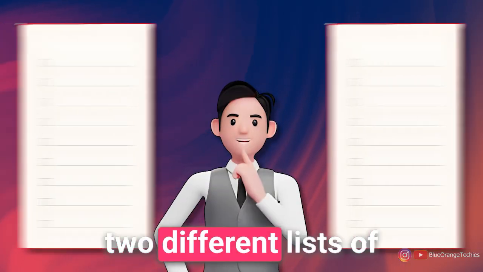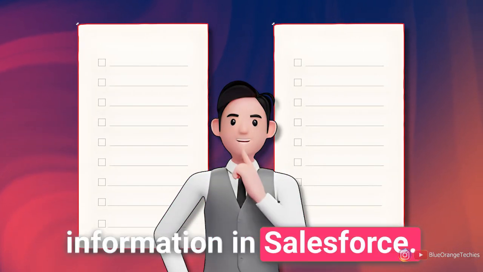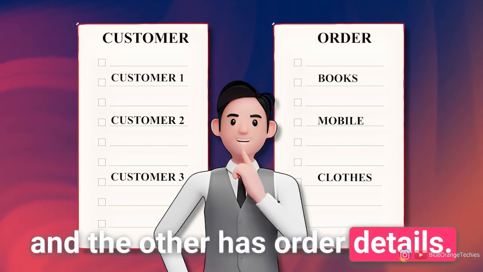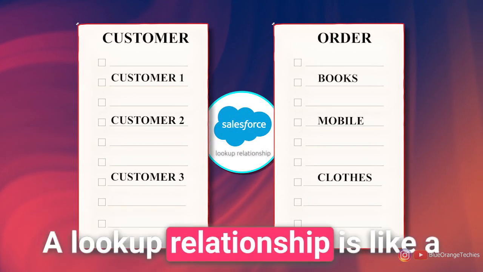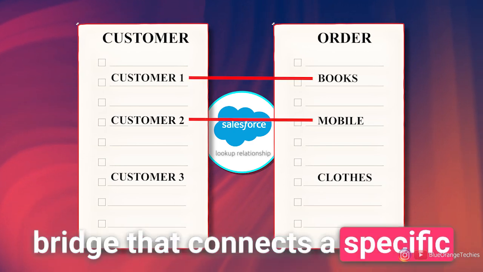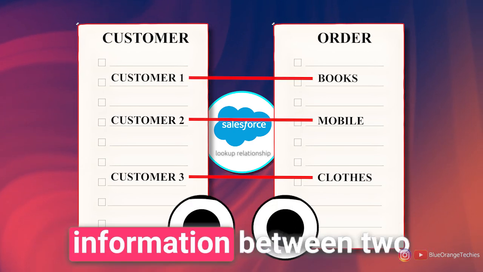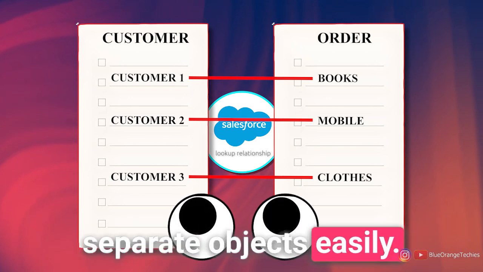Imagine you have two different lists of information in Salesforce. One list has customer names, and the other has order details. A lookup relationship is like a bridge that connects a specific customer with their orders. It helps us see the linked information between two separate objects easily.